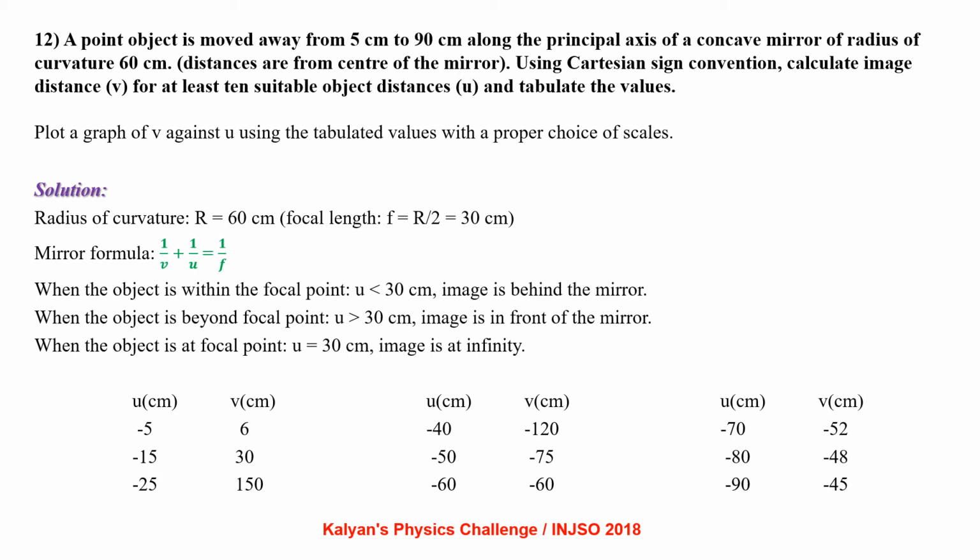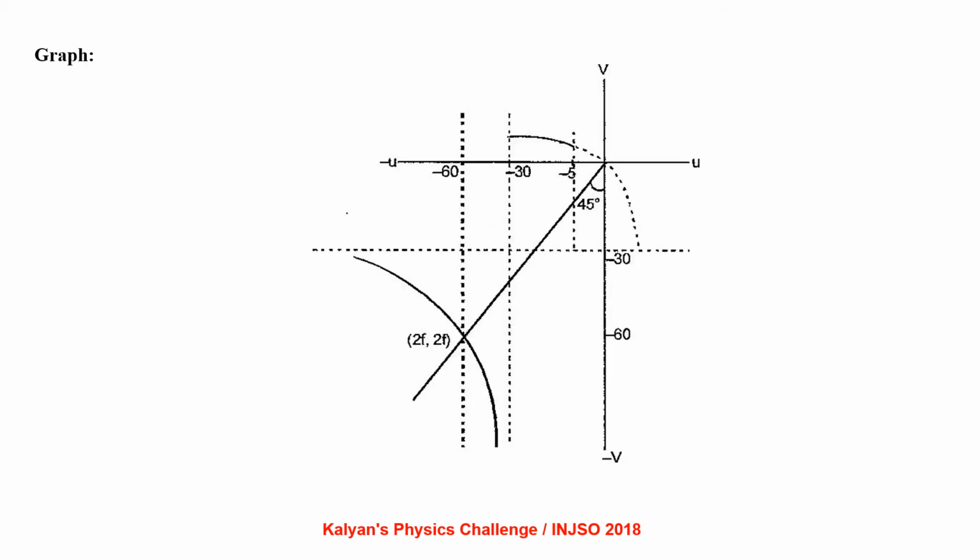You can see different values of V corresponding to different values of U tabulated below. You can see the UV graph drawn in the 4th quadrant. Pause the video for some time and go through the graph carefully.